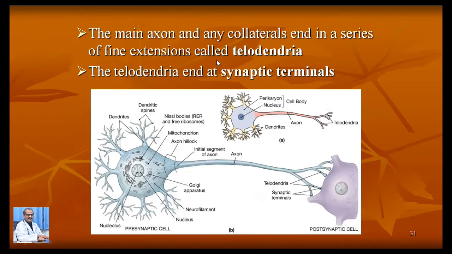The main axon and any collaterals end in a series of fine extensions called the telodendria. The telodendria come before the synapse occurs with the effector cell. Then the synaptic terminals: the end part of the neuron that has the junction with the postsynaptic cell is known as the synaptic terminal.